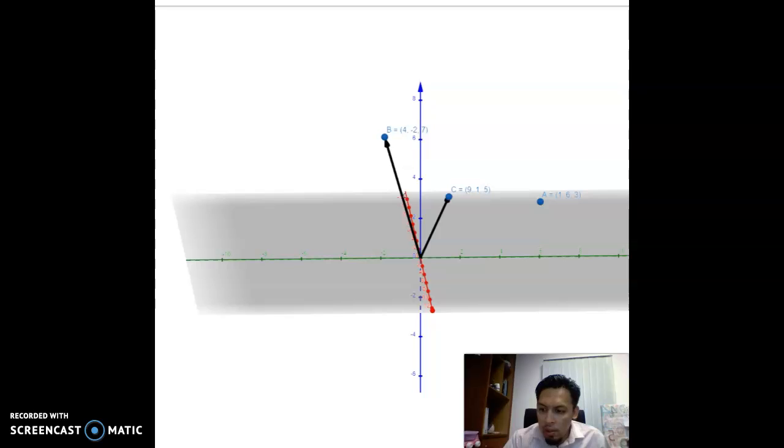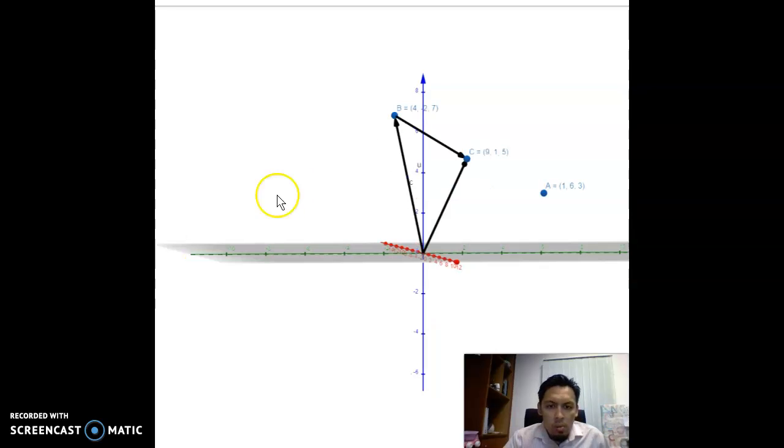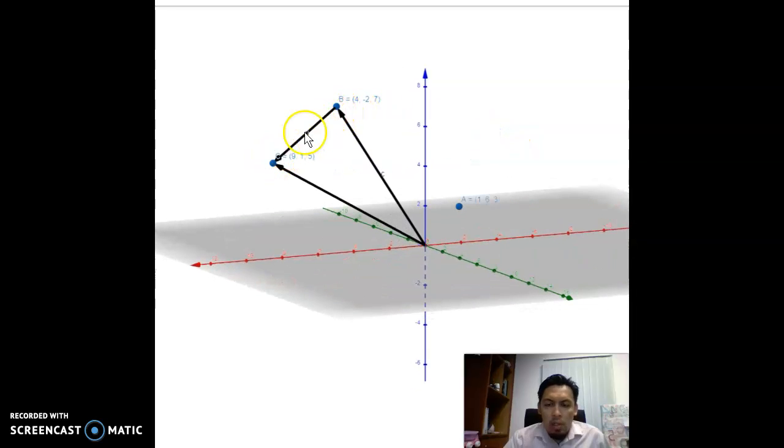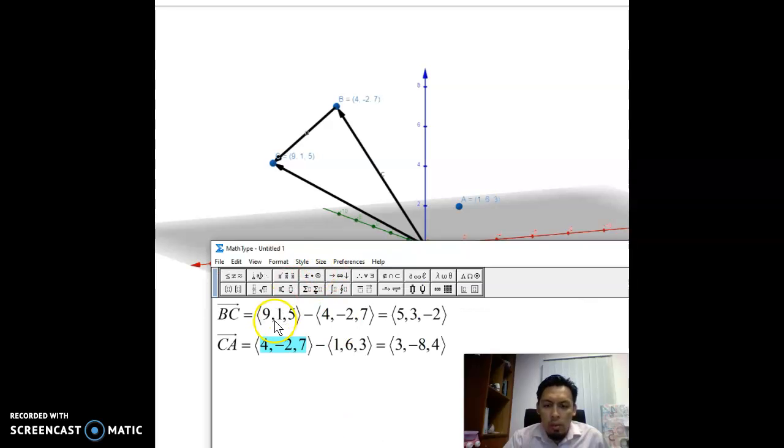wait a minute, you should get this, okay, and this is in terms of graphic. Numerically, when you subtract between B to C, you should get 5, 3, -2. This value here indicates the difference from B to C. Right?